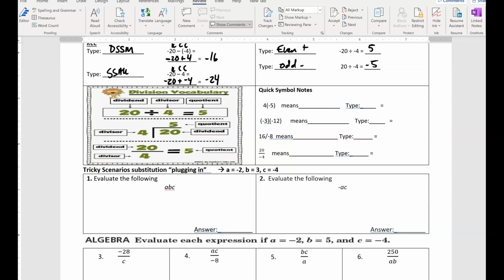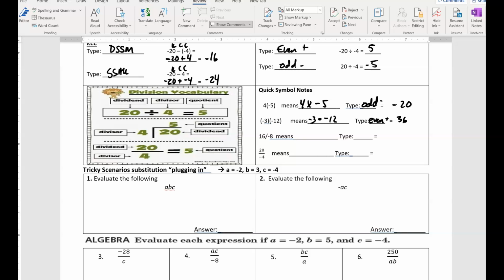In algebra, they like to write a whole bunch of different ways to multiply and divide stuff. So 4 parentheses negative 5 does mean 4 times negative 5. Since I only have one negative, that's odd. My answer is going to be negative 20. Parentheses right next to parentheses also means multiplication. So negative 3 times negative 12. You also might have seen a dot used as multiplication. So instead of negative 3 times negative 12 with that times, you might see a dot. In fact, you probably will see that more often because x is often used as a variable. So this is even, so it's positive, and it's positive 36.